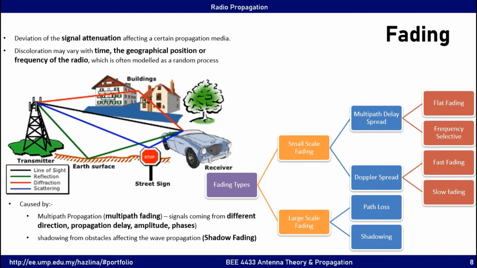Based on multipath delay spread, there are two types of small-scale fading, which are categorized as flat fading and frequency selective fading. The wireless channel is said to be flat fading if it has constant gain and linear phase response over the bandwidth. On the other hand, frequency selective fading affects different spectral components of a radio signal with different amplitudes. The multipath fading types depend on the propagation environment.